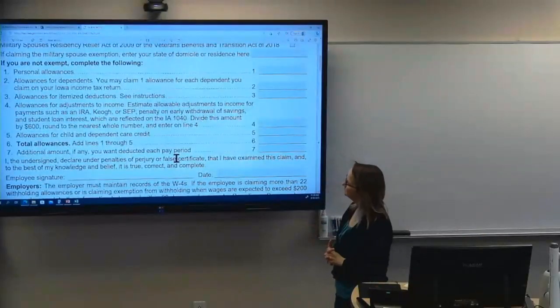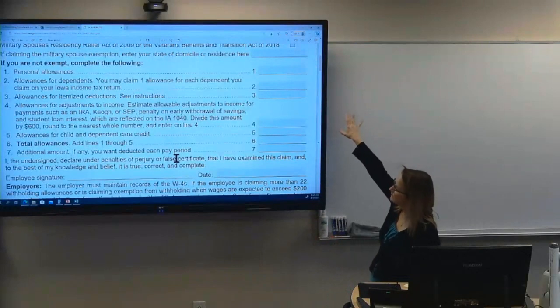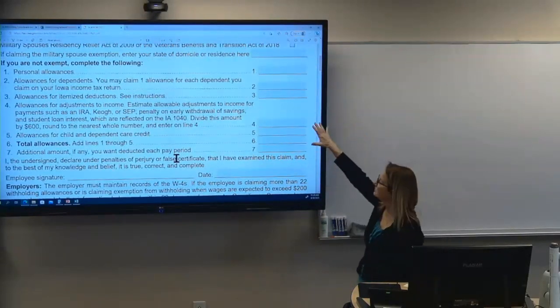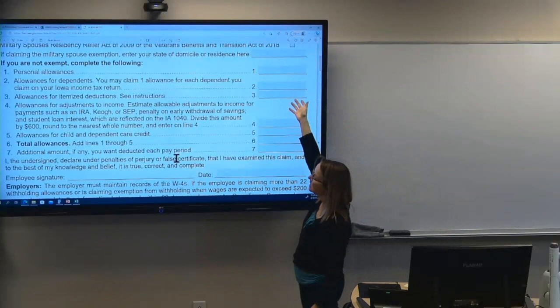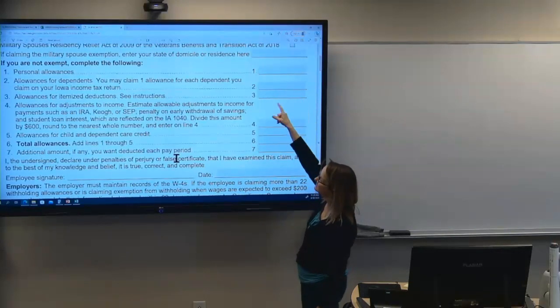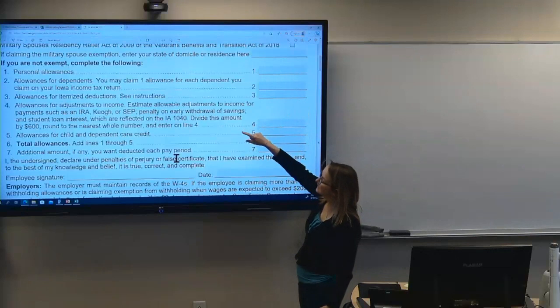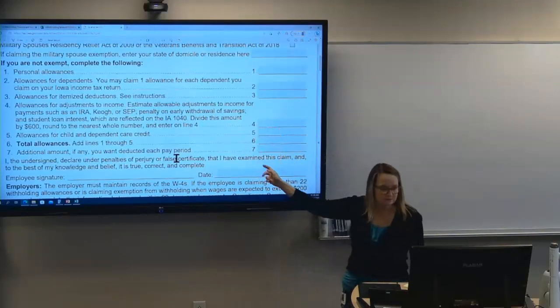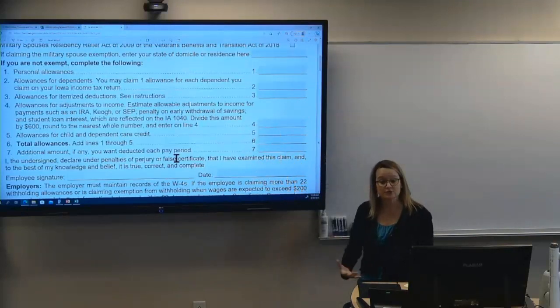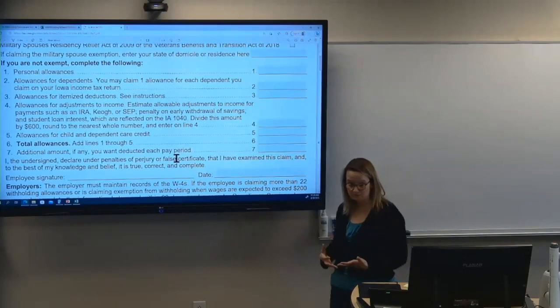Okay, so we've got personal allowances, and you'll see there's a worksheet on the other side here to calculate how many personal allowances there are. Allowances for dependents, and 1 allowance for each dependent you claim. Allowances for itemized deductions. So if you're going to itemize your deductions, and I tell you, more people itemize their deductions on the Iowa return than do on the federal return.